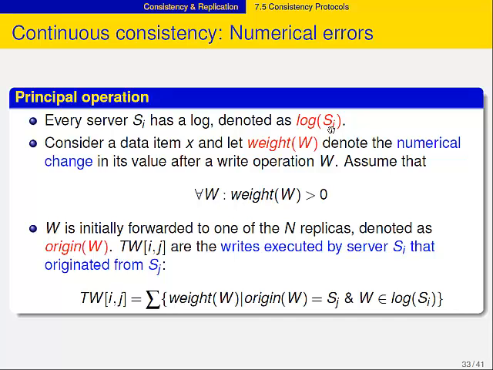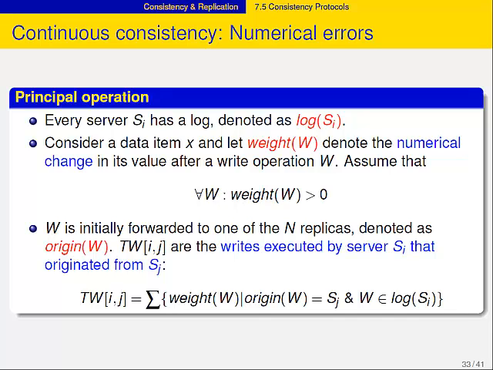Now, here's a bit of an abstraction, but I'm using this to not just stick to numbers, so to say. I'm considering a data item X, and I'm associating a weight to indicate the numerical change in the value after a write operation. To make this very concrete, if you are talking about numbers, the weight could be the ordinary increment of a number. Okay?